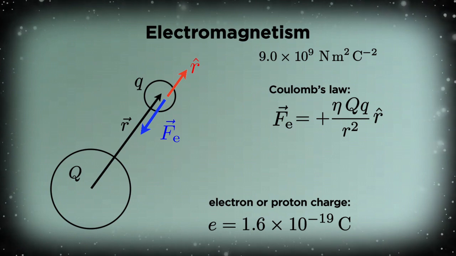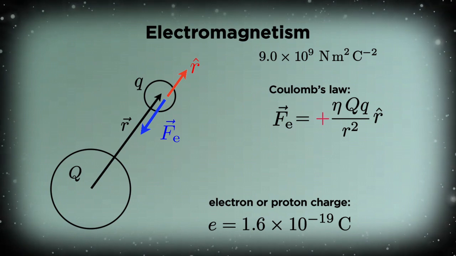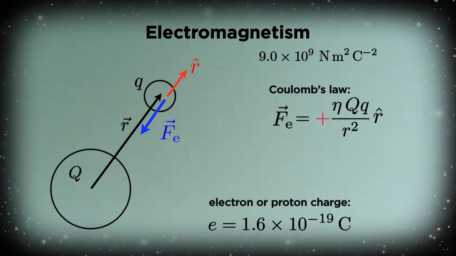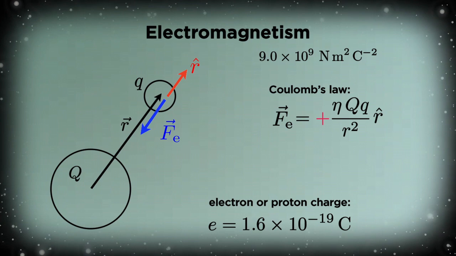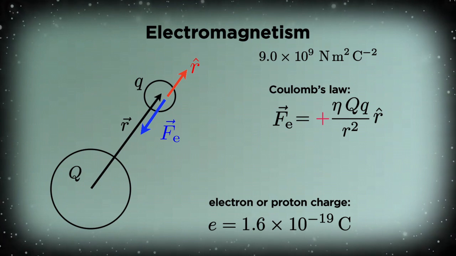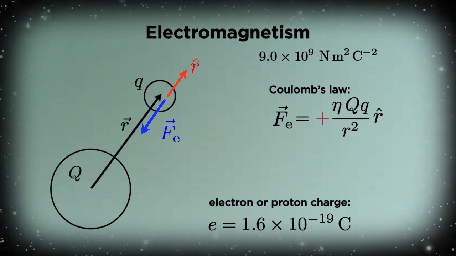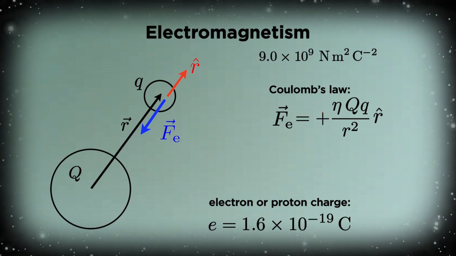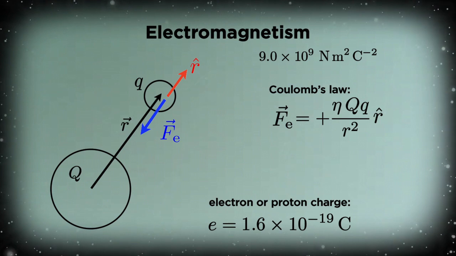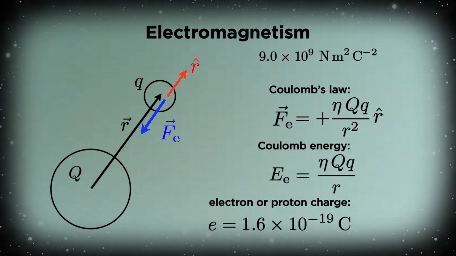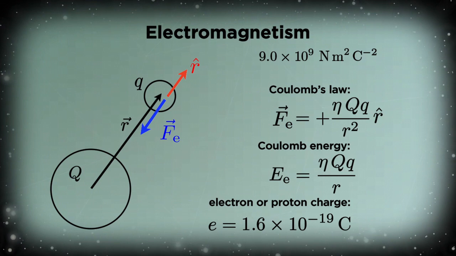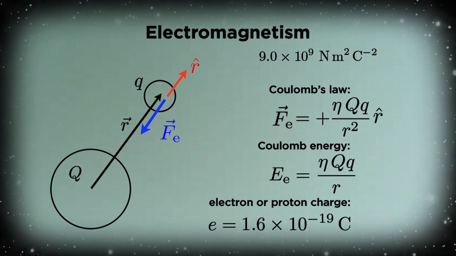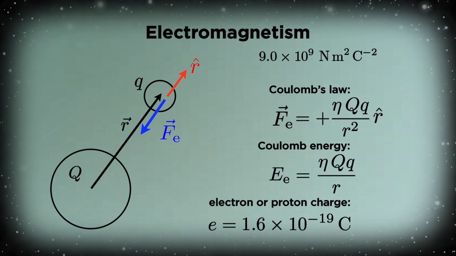Also, notice the force law has a plus sign this time, not a minus sign. When the product of the charges is positive, that is, when they're both the same sign, then the force is repulsive, pushing the charges apart. When the charges have opposite signs, like an electron and a proton, they attract. We can also write down the potential energy associated with the electrical attraction or repulsion. That's the so-called Coulomb energy, which, as in the case of gravity, varies as 1 over r.